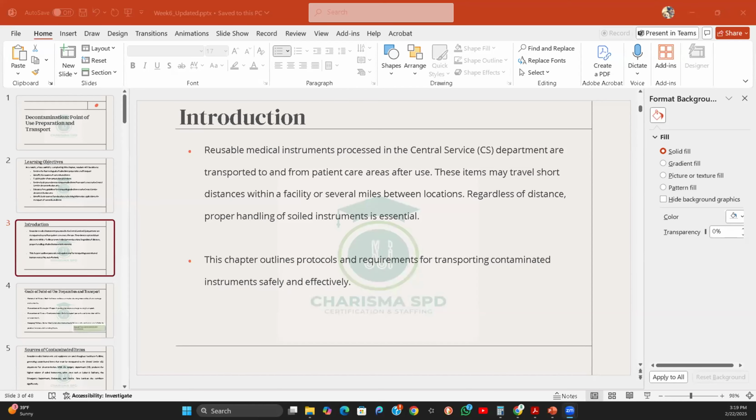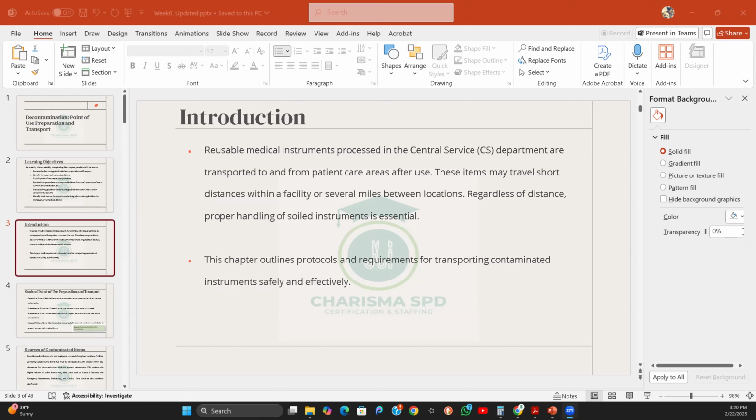At point of use. We will also be able to recollect, or at least mention, some sources whereby instruments get what? Contaminated. And then we will be able to know some of the guidelines or principles to follow to get instruments that are dirty or contaminated transported from the point of use safely and conveniently to where decontamination officially begins.